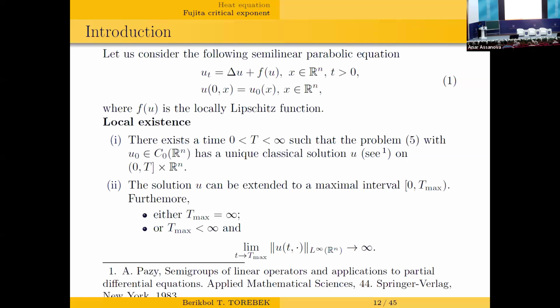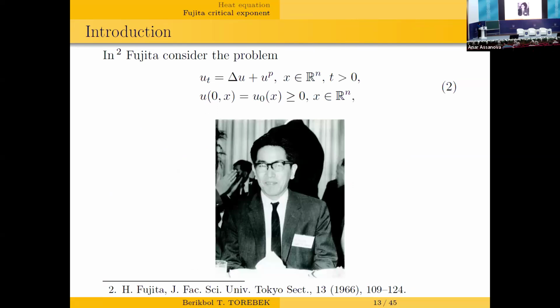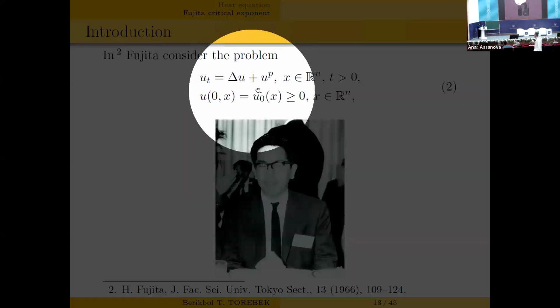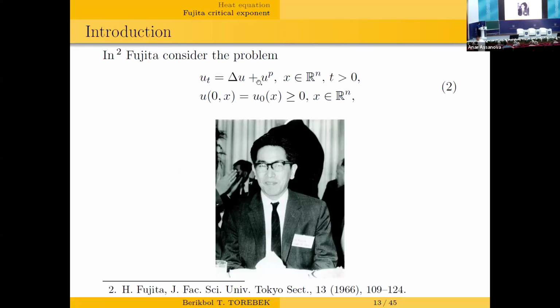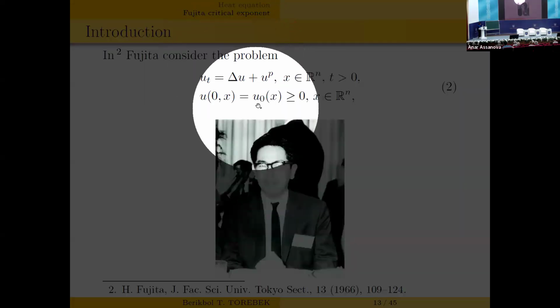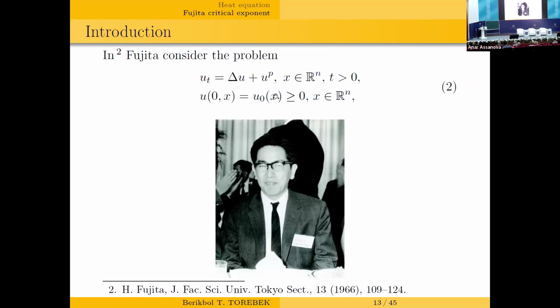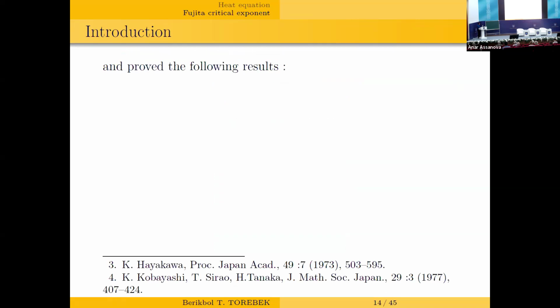This kind of problem was first considered by the Japanese mathematician Hiroshi Fujita in 1966. Fujita was a PhD student of Toshio Kato. And he considered this kind of model problem, a semilinear heat equation with power-law nonlinearity, and the initial data assumed to be non-negative. And he proved the following results.